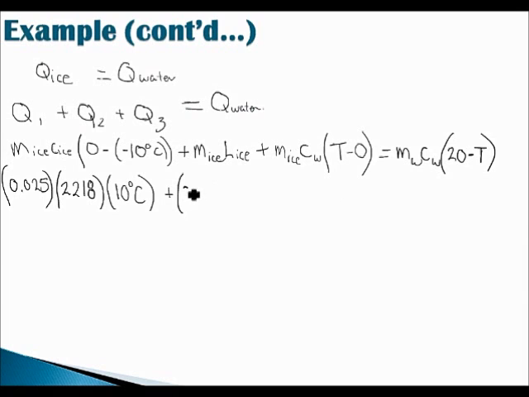So mass of ice stays exactly the same, 0.025, times the latent heat of fusion of ice, which is 334. And the units for that are, what do you think it is? I'll tell you. It's kilojoules per kilogram.